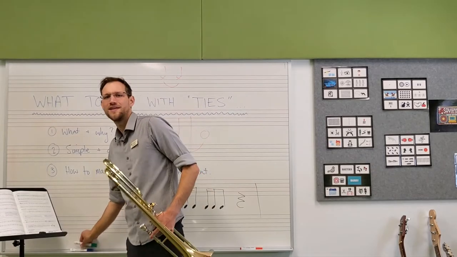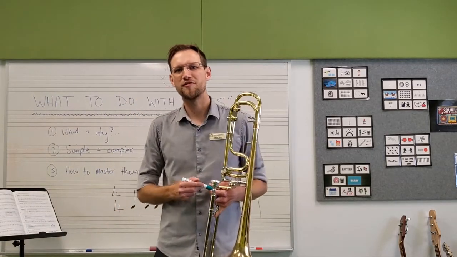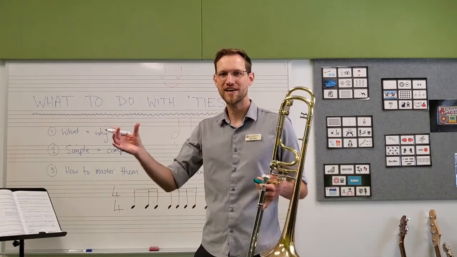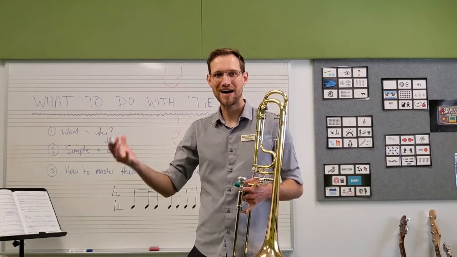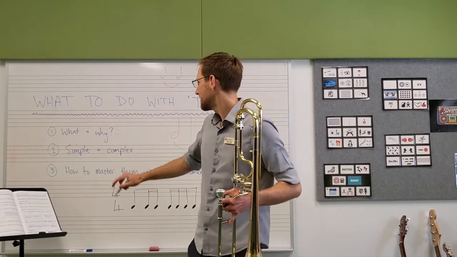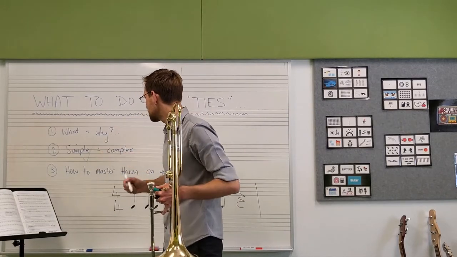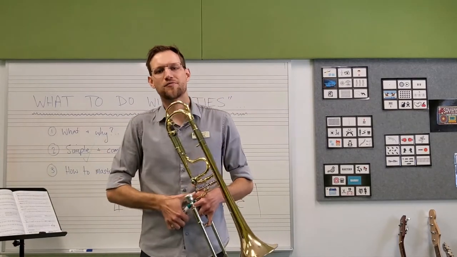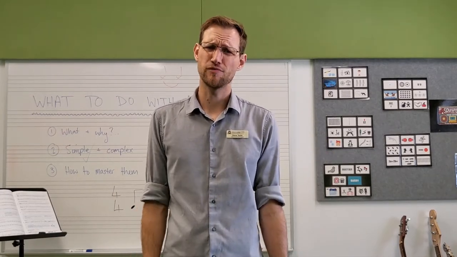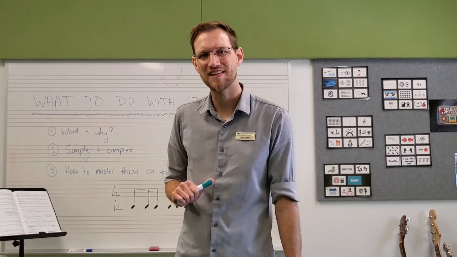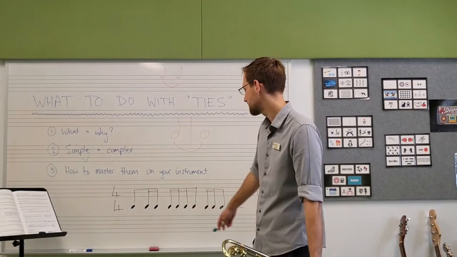Next to simple. That is the simpler form of ties, when you have two of the same note joined with a tie, and usually it's across a bar line, meaning the end of the bar. Let's give that a tick. Boom. Now, for the more complex one. Beginners, you can switch off now, or you can keep listening if you really want to, because you're unlikely to see a rhythm like this.